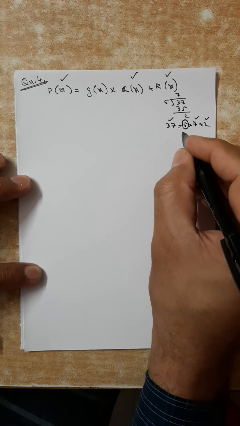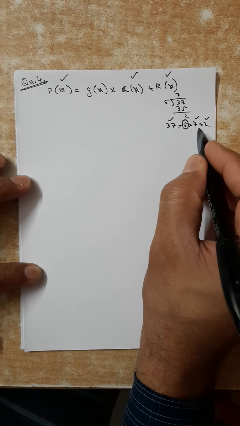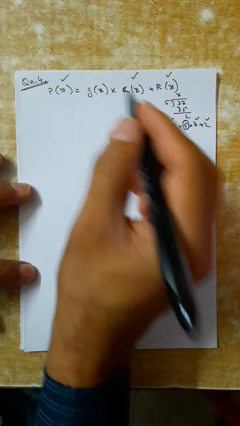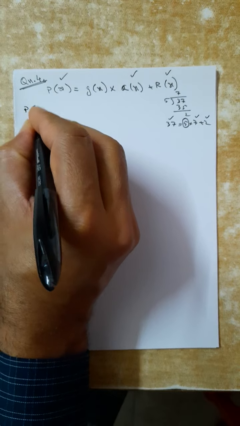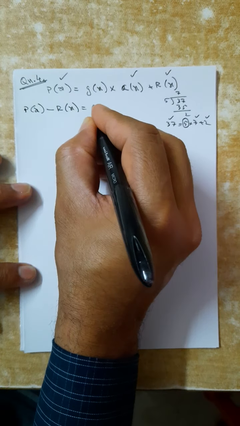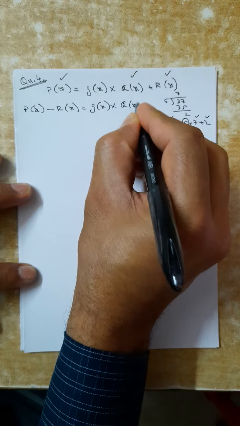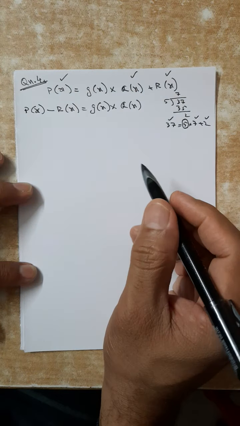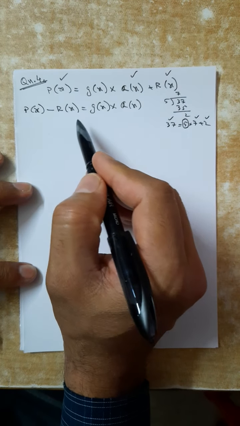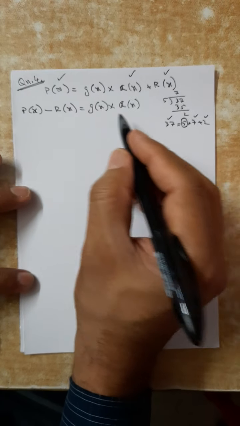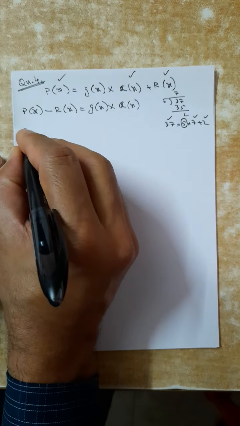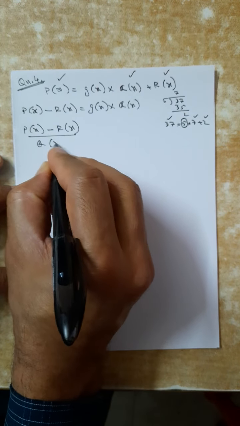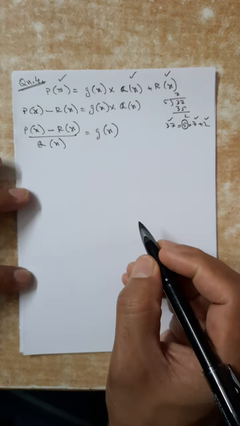What you will do? First we will do subtraction. 37 minus 2, 35. 35 by 7 is 5. That will be simply shifting. So we can say P of x minus R of x equal to G of x into Q of x. First we will do subtraction. R of x will be shifted up because we have to calculate G of x. G of x is missing. P of x minus R of x is equal to G of x into Q of x. Now in order to get G of x, we can do the division. P of x minus R of x upon Q of x will be same as G of x.